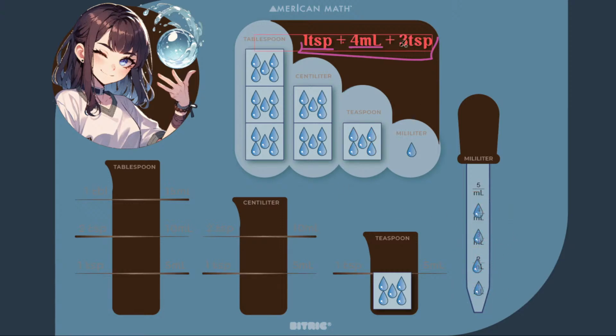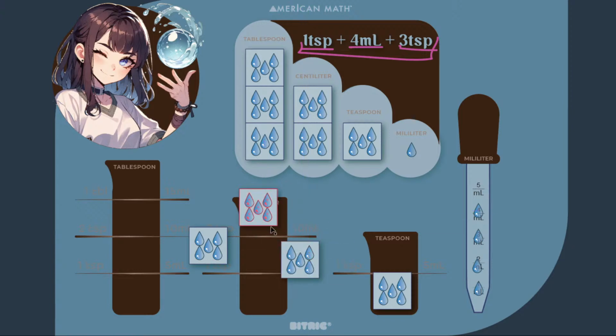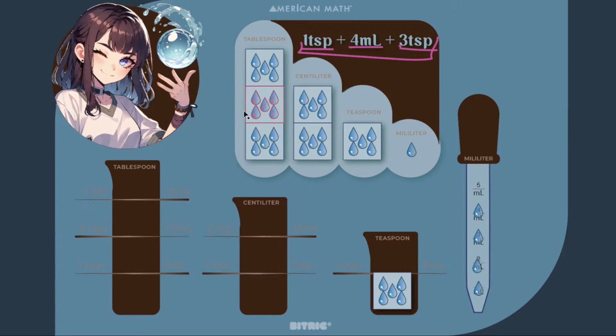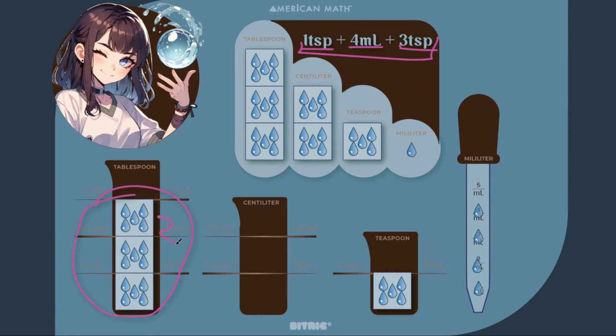Excellent. And then now we have 3 teaspoons. So we could drag out 3 individual teaspoons into our play space, but instead, we already know that a tablespoon is made up of 3 teaspoons. So instead of dragging them out individually, we'll take a shortcut and drag out 1 whole group of a single tablespoon, which has 3 milliliters inside of it. Or not 3 milliliters, it has 3 teaspoons inside of it. Excuse me.